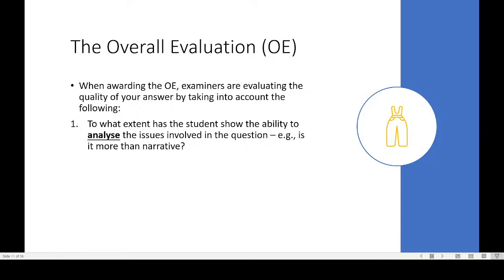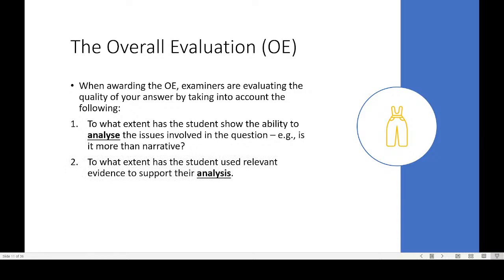So students need to be going above and beyond. It's not good enough just to provide narrative and tell the story of an event. We need to analyze the events that took place, and give our opinions and make links to different historians and outside reading that we would have covered over the duration of the Leaving Cert History course. Secondly, to what extent has the student used relevant evidence to support their analysis? So we see the word analysis pop up again. It's not asking students to use evidence to support a story. Students need to be making reference to analysis. So at this point in the marking scheme, we've seen the word analysis pop up 3 times.